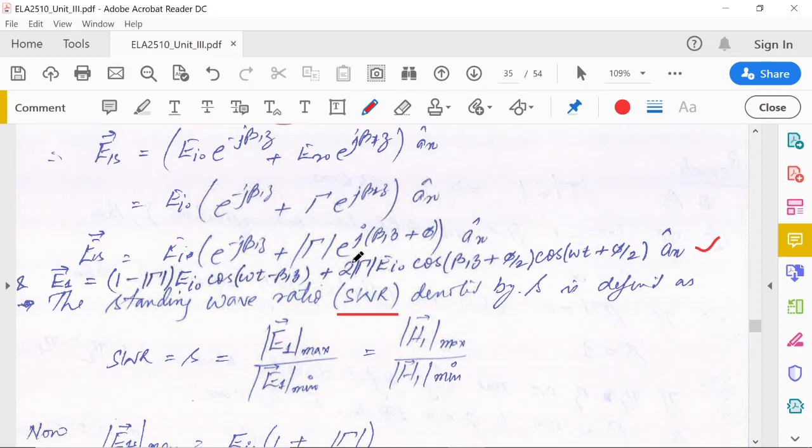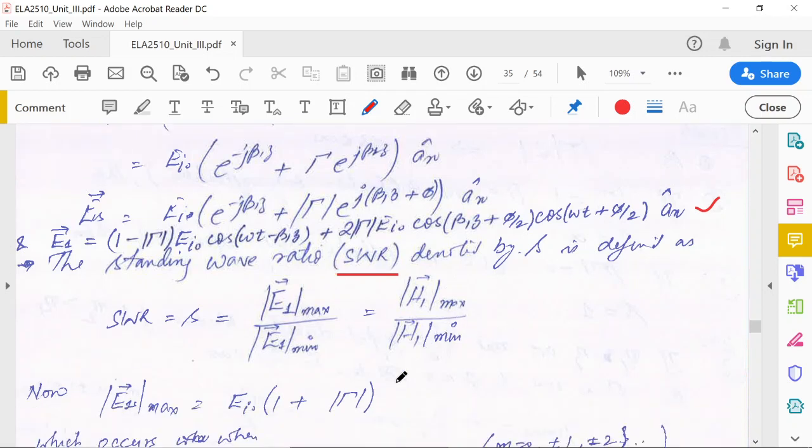We find the magnitude and then we find the maximum value. Similarly, we will find the magnitude and find the minimum value of this magnitude. And these two ratio will give you the standing wave ratio. Similarly, we can find the H1 maximum over H1 minimum.